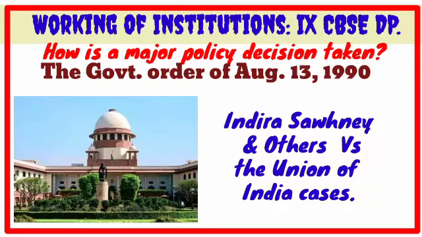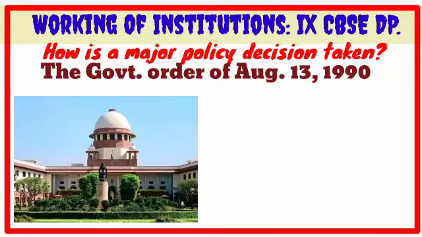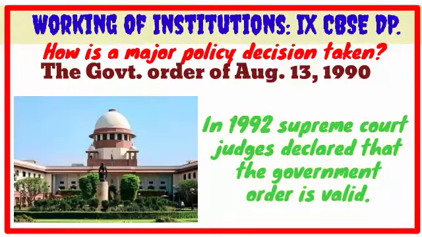Because on one side it is the government of India, because the government of India issued the order, and on the opposite side there were all others who gave a petition against it. Actually, 11 judges of the Supreme Court heard the arguments of both sides, and by a majority the Supreme Court judges in 1992 declared that this order of the government of India was valid.